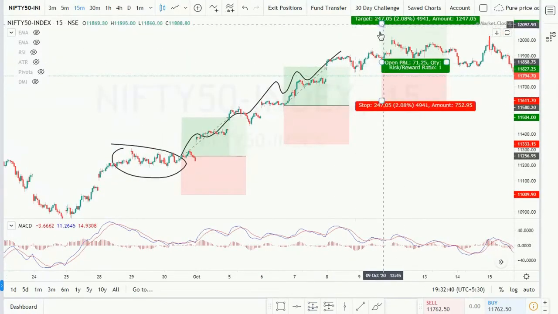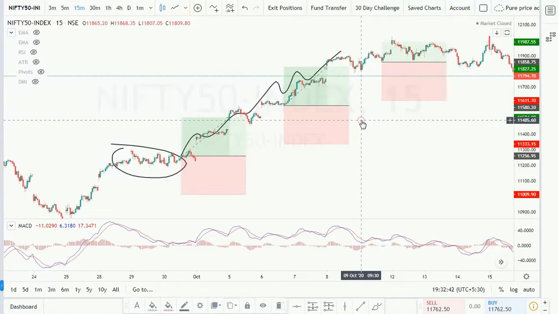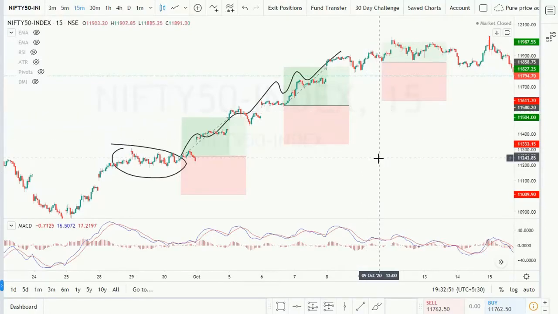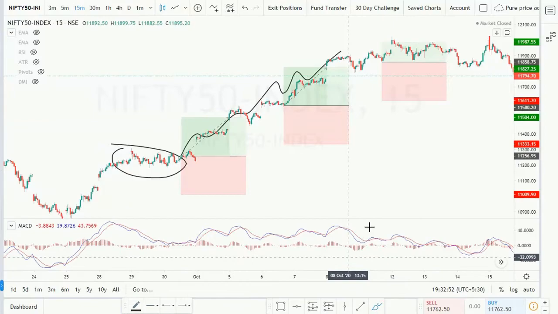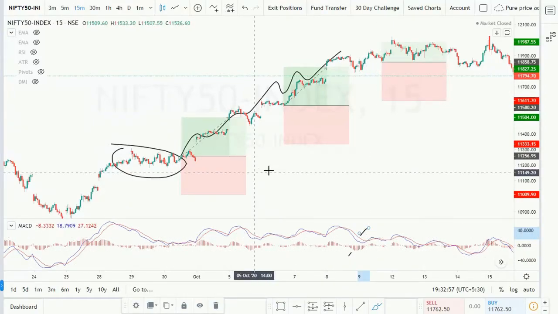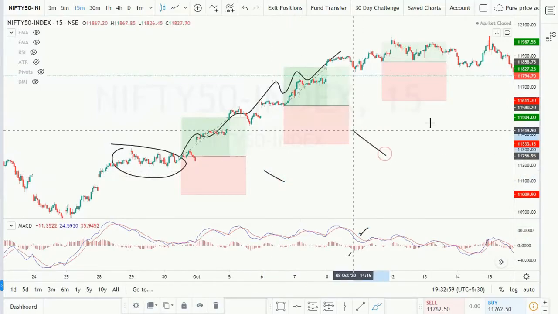Now, in today's video, I am going to teach you number 1, what is MACD and how it is calculated. Number 2, important parts of MACD to focus on and to catch the momentum in the markets. Number 3, how to build up a strategy and trade this indicator in the simplest way possible.